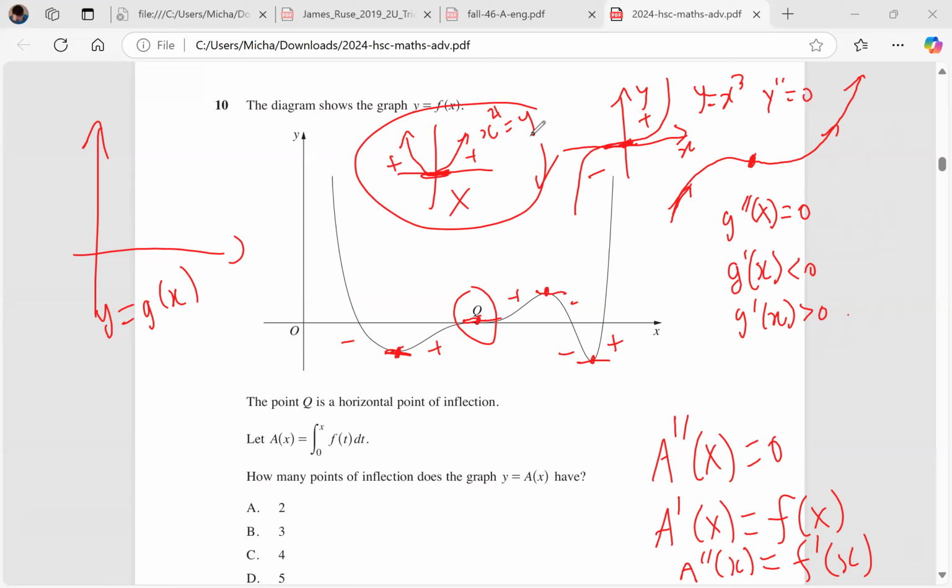Alright, did you guys get B, this 3? Question 10. Yes. Alright, so that was a multiple choice section.